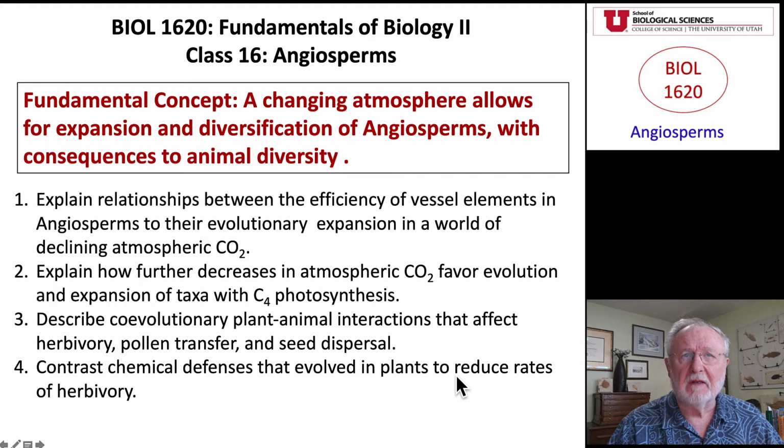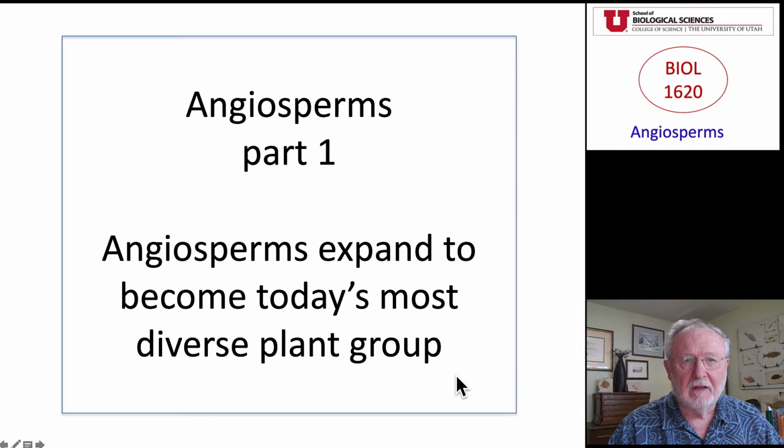Angiosperms expanded during this period of decreasing carbon dioxide concentrations because they had certain efficiencies and advantages that we did not see in the gymnosperms. Today, angiosperms are the most diverse plant group, and as we understand from the fossil record, angiosperm diversity is far greater than the diversity we found in gymnosperms, lycophytes, ferns, mosses, and so forth.